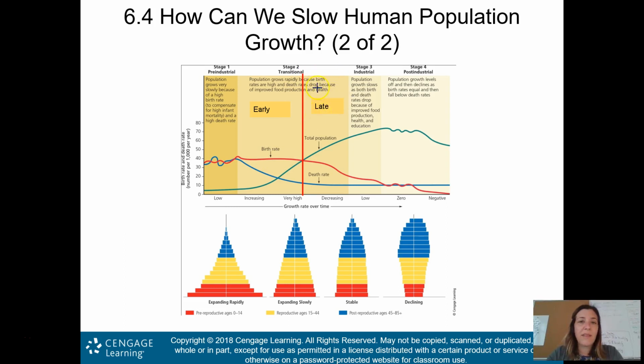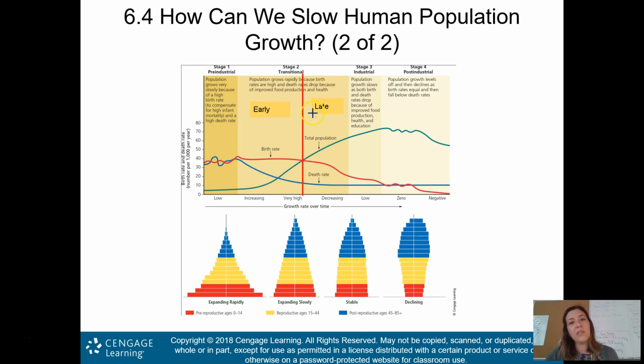Okay, and then we're now going to call this late transitional, and this is what you're going to call stage 3. With late transitional, you still have rapid population growth, and I failed to mention that with stage 2, right? So stage 1, you have slow population growth, and stage 2, the early transitional, you start to see rapid population growth with these high birth rates and dropping death rates.